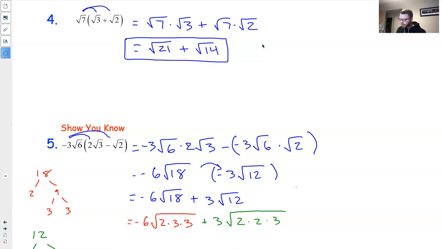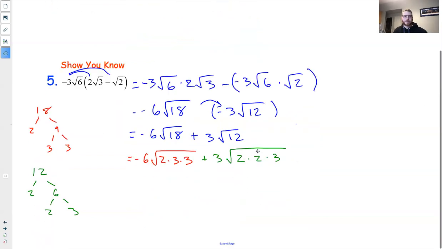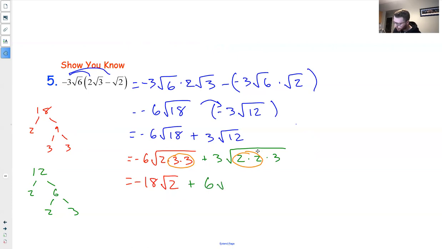Okay, remember when we are simplifying here, we're looking for pairs when we are taking the square root of something. So I have a pair of 3s here, and I have a pair of 2s out front. So I'm going to take those pair of 3s up front and multiply it by the negative 6. So that will become negative 18 root 2. And same thing for my root 12. I'm taking out the 2, so that will become 3 times 2 is plus 6 root 3.